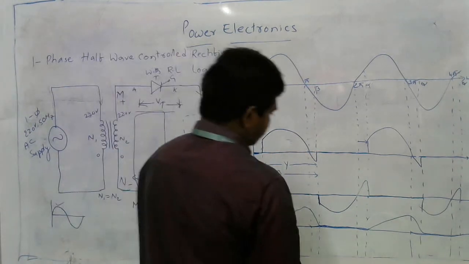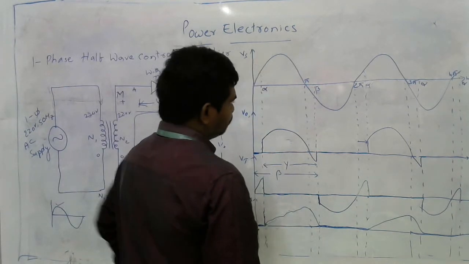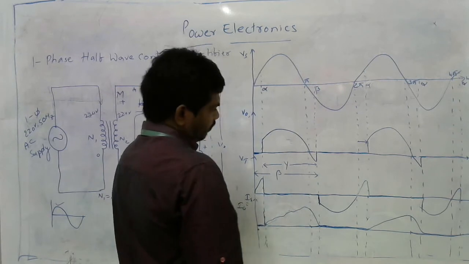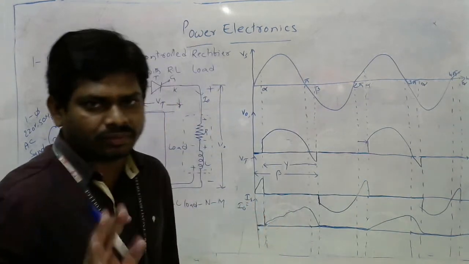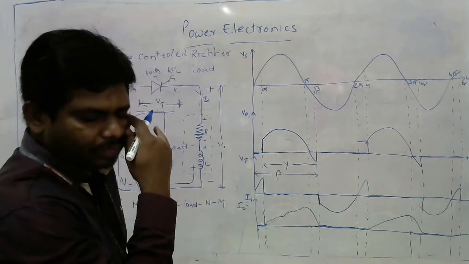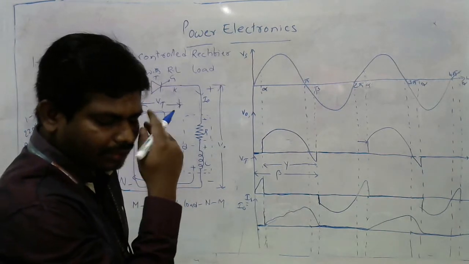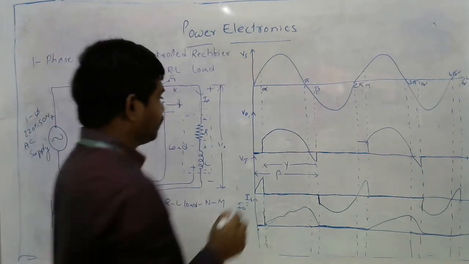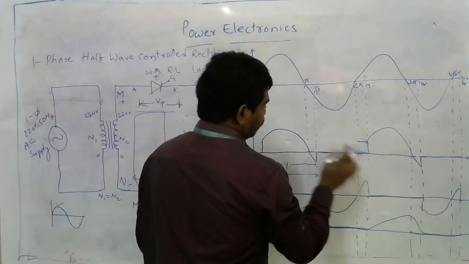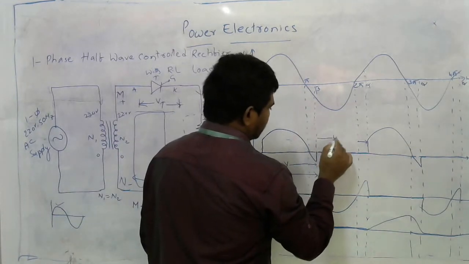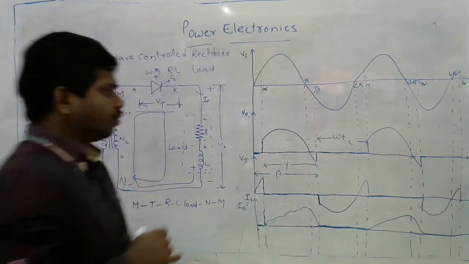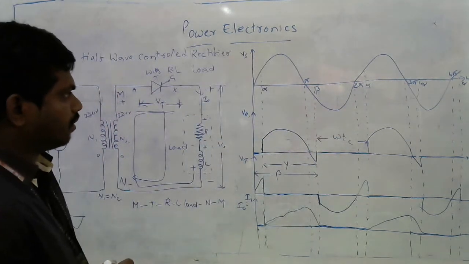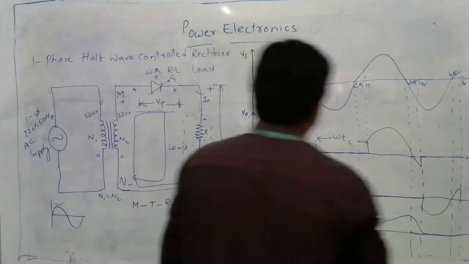Next we'll discuss one more term, the circuit turn-off time. Circuit turn-off time is the duration when the output is not available. So the output is not available up to what? This is the portion you can say is omega Tc. How do you say that?